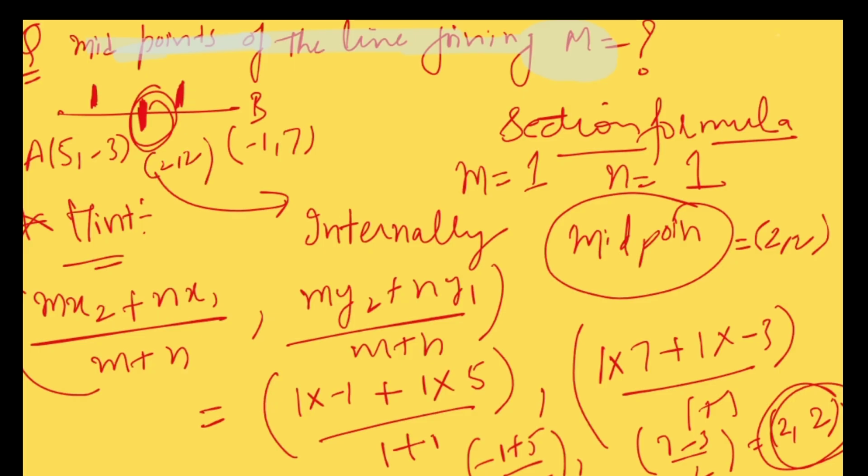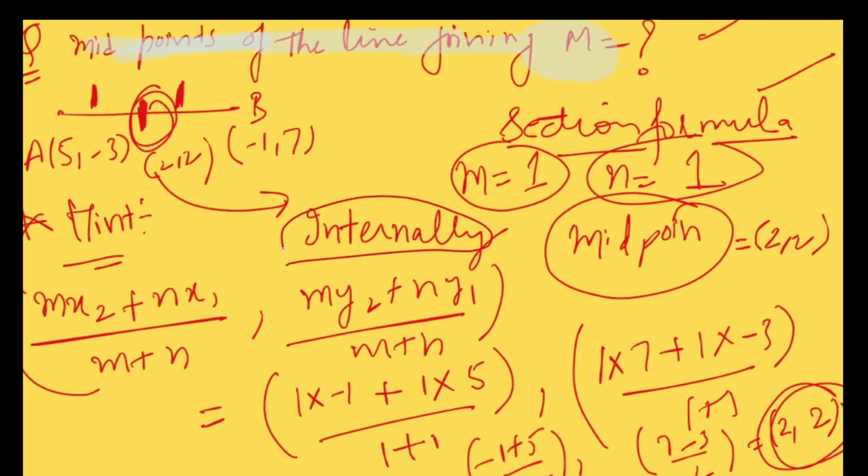So for the midpoint of the line joining, you have to use the section formula. You know that the midpoint divides into the same ratio, so m is 1 and n is equal to 1. Internally, because it's the midpoint, you have to follow the formula and solve it.